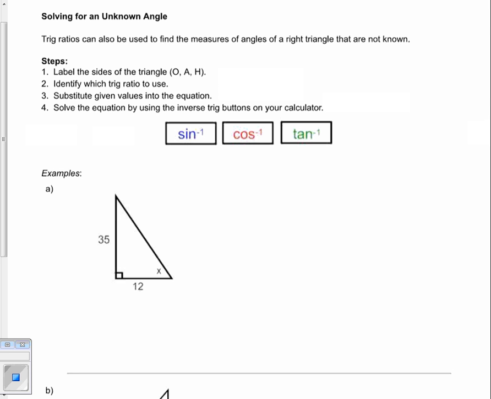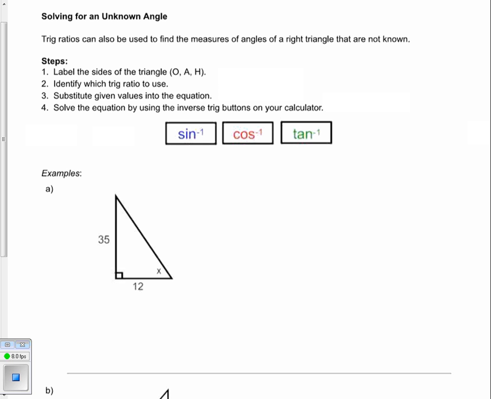We're going to now use our trig skills to figure out how to solve for an unknown angle. So in this instance, there's some basic steps that we want to try and follow. It's fairly formulaic in terms of how we go about figuring out an unknown angle. So step one, we want to label all three sides of a triangle. Just like you do when you're trying to solve for an unknown side length, you have to label the HOA.